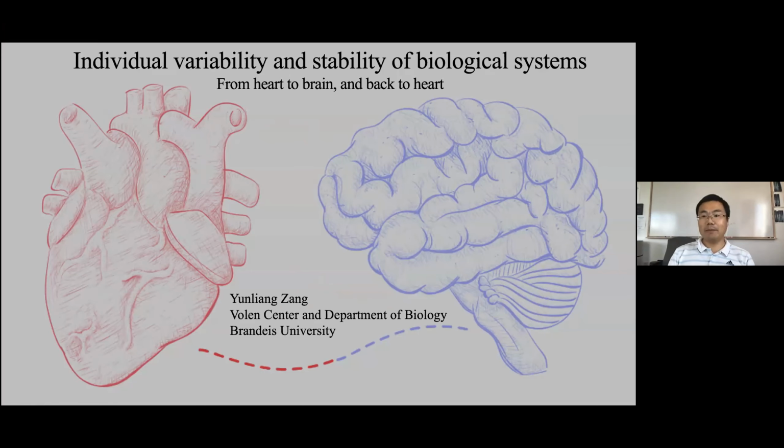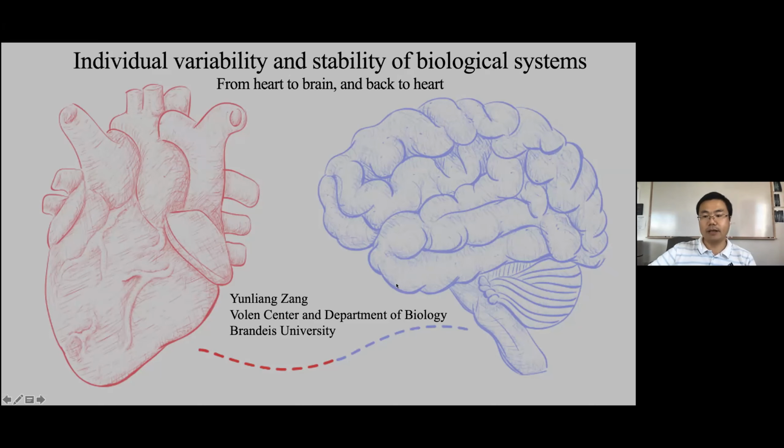So I did my PhD thesis in cardiac modeling and then transitioned into computational neuroscience. So today I will summarize the research progress in cardiac modeling after I have left that field, and then discuss how progress in cardiac modeling and neuroscience modeling may help us understand the general issues of individual variability and stability of biological systems.